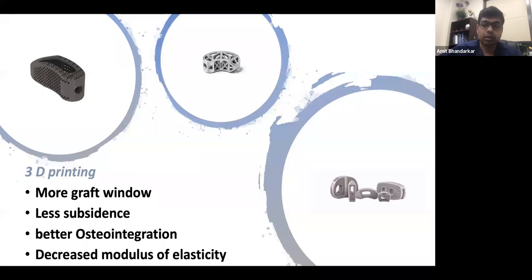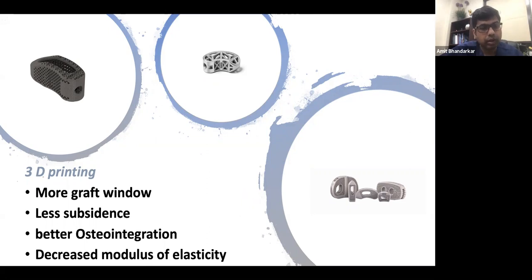We also need to know there are different technologies which have evolved with time to achieve more osseointegration. One of them is 3D printing. The other is plasma spray of titanium or PEEK. Then there is porous PEEK. So there are different kinds of technology coming up to enhance osseointegration.